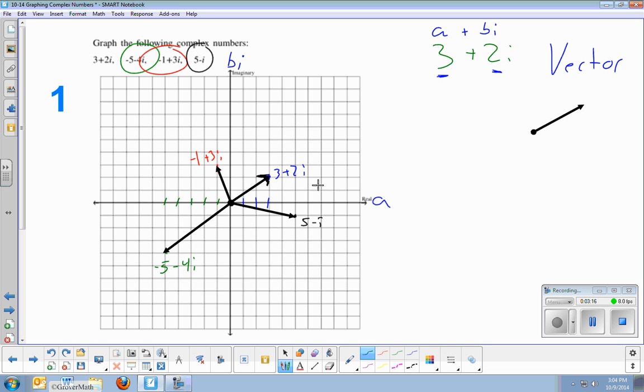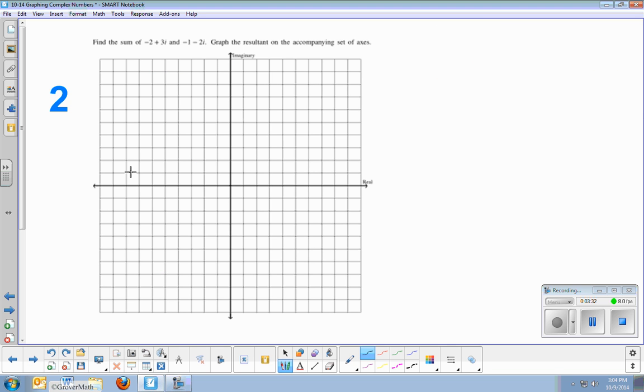So really, you just think of them, like I said, 3 plus 2i. You think of the 3 as like the x-axis and the 2i as the y-axis, but it's really just almost like the point. And then you draw a vector starting at the origin to that point, with the arrow ending at these points.